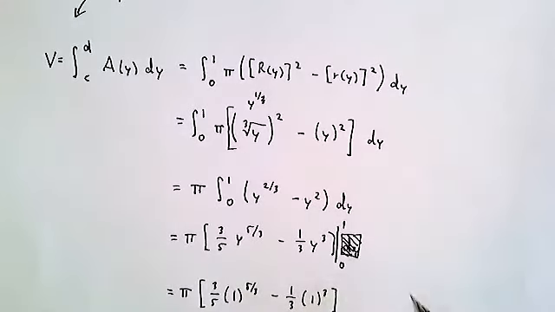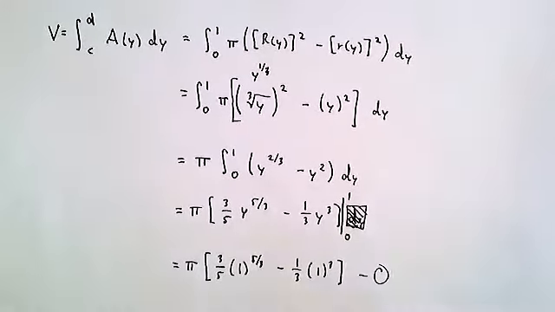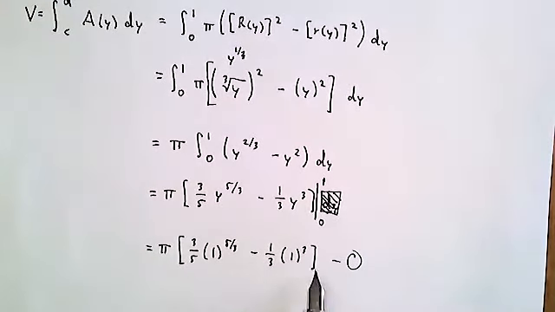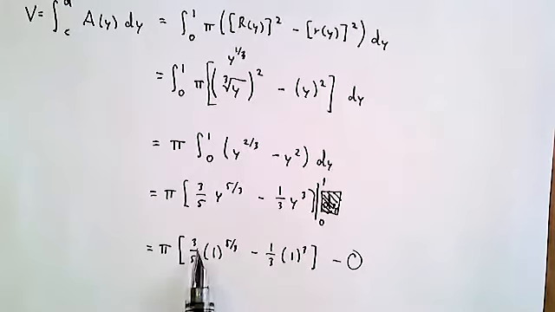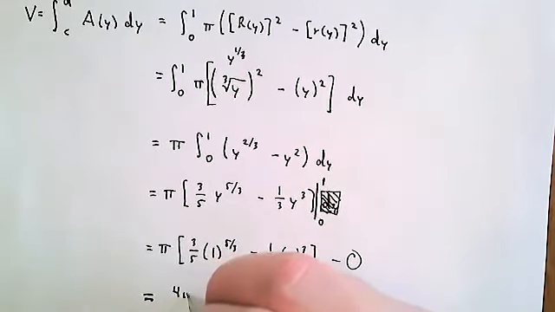And then we would have a minus 0. And then just simplify. 1 to any exponent is 1, so it's just 3/5 minus 1/3, excuse me. I keep on saying that fraction backwards. So find a common denominator and subtract, you get 4 pi over 15.